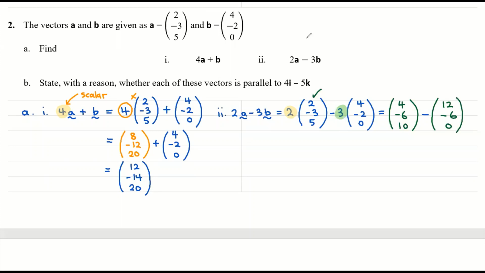And just combining all of that, 4 subtract 12, which will give us -8. -6 plus 6, which is 0. Okay, and then 10 subtract 0, which is, of course, just going to be 10. All right, so that was fairly straightforward, I think.